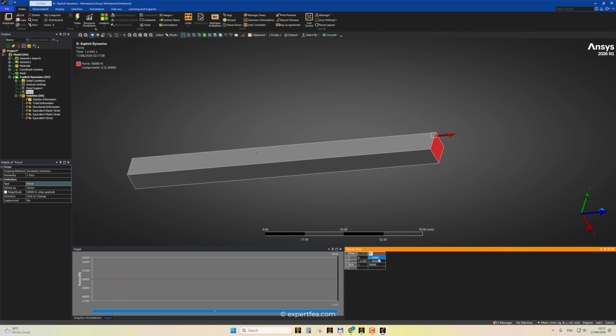By the way, the force always should start with 0. And let's stick to what we had in the past, 50,000 Newton. The FEA should not start with a value, alright? It should increase from 0. At this moment, let me save and solve.